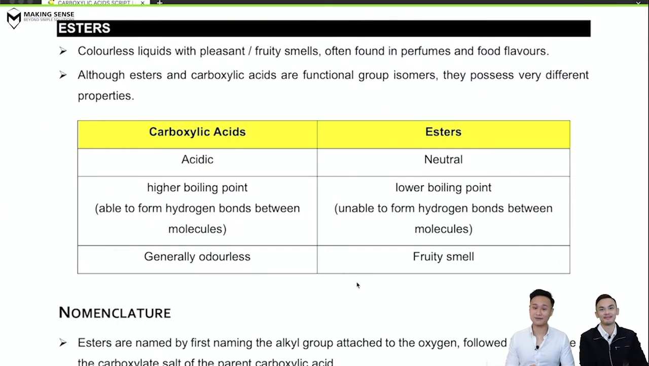Alright class, we're going to be talking about esters now. And you guys have seen this also in Sec 4. Esters, they're very sweet smelling, right? They're found in your fruits, they're found in perfumes. But William, are all esters really that sweet smelling?